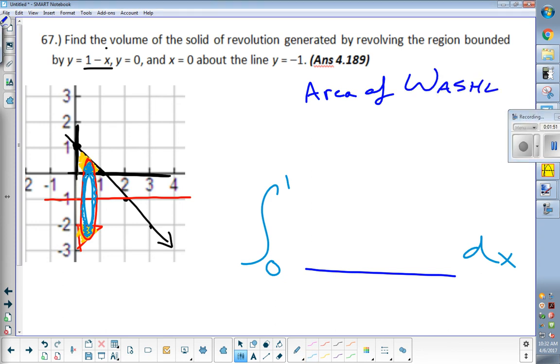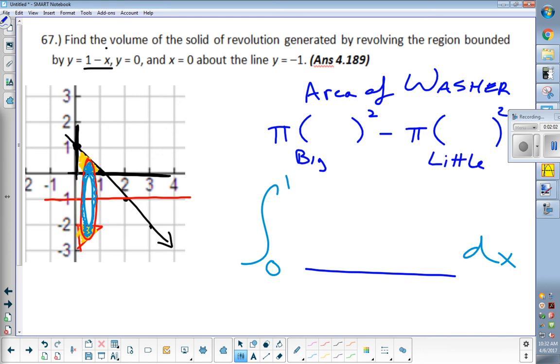So it's big circle minus little circle. So it's pi r squared minus pi r squared, where this one is the big circle and this one's the little circle. So big circle is the outside edge. So the outside edge, where would I start to make my line? From 1 minus x, the outside line, and I would draw that radius from there to there. So from 1 minus x to when? And so it's 1 minus x and then what?